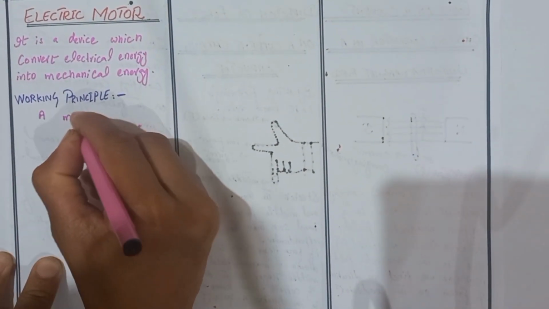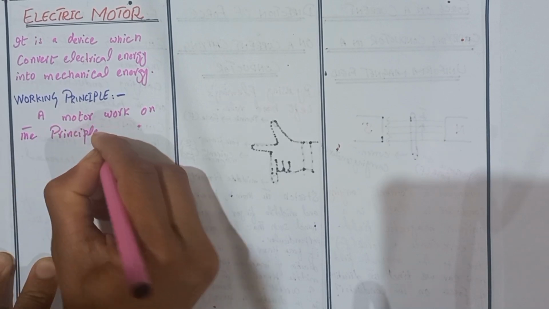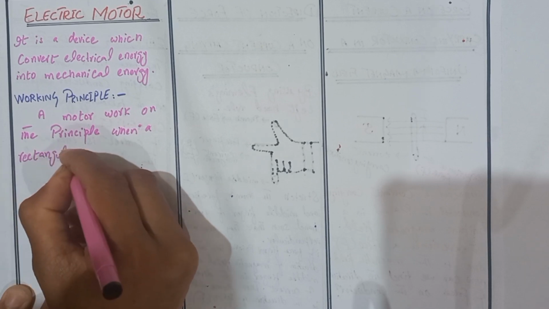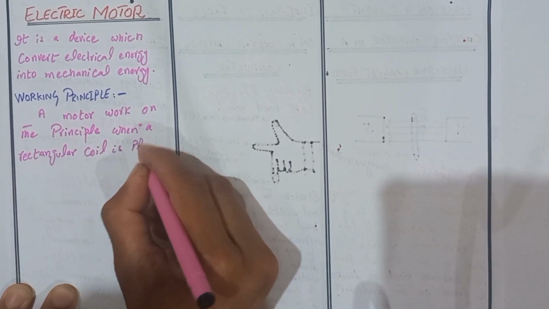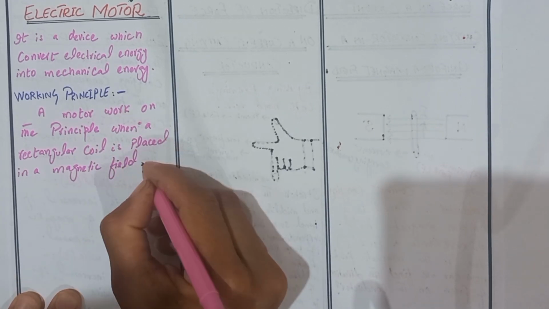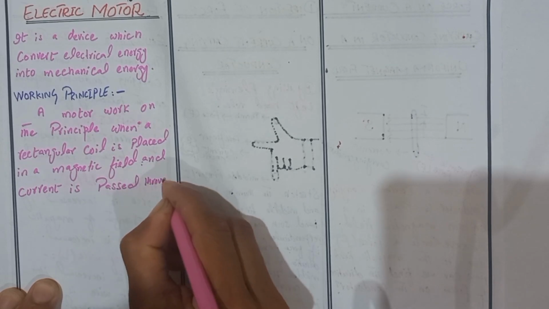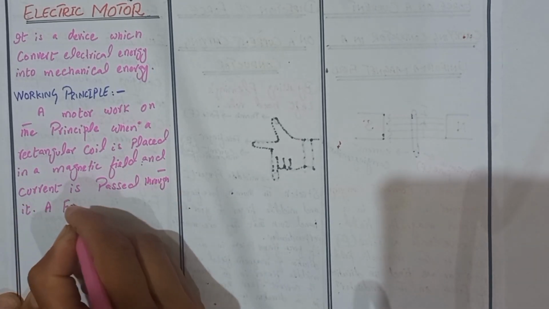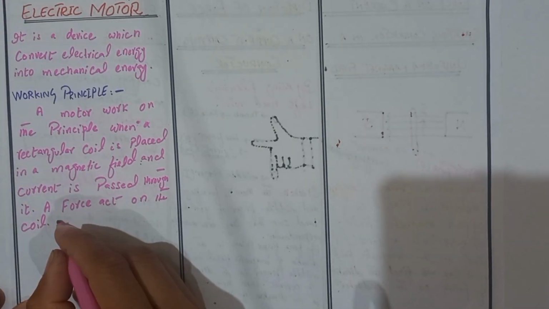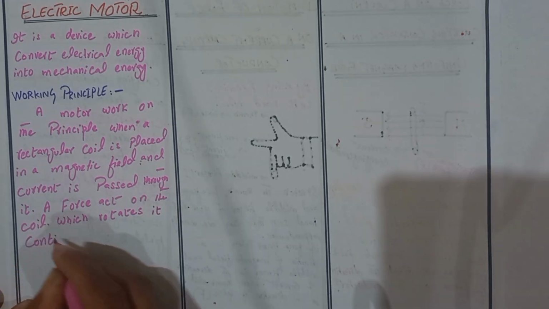A motor works on the principle that when a rectangular coil is placed in a magnetic field and current is passed through it, a force acts on the coil, which rotates it continuously.